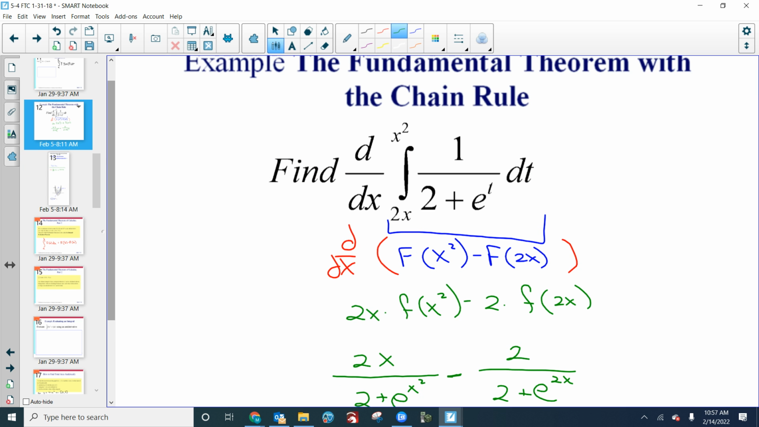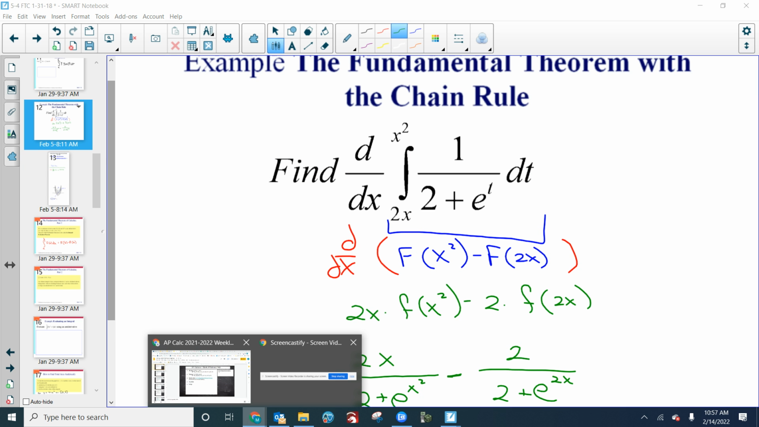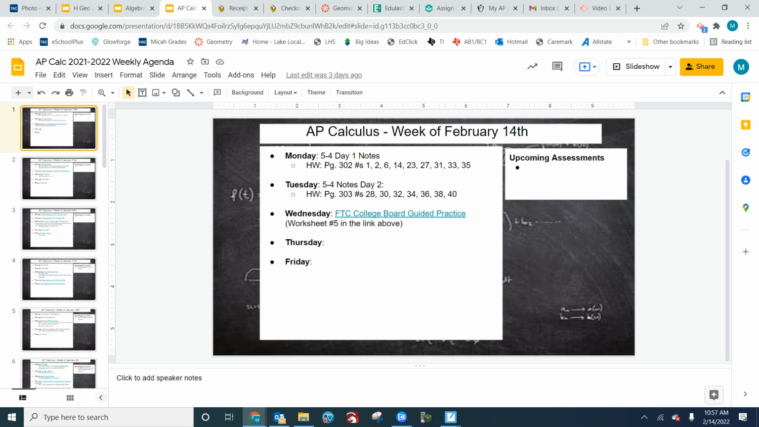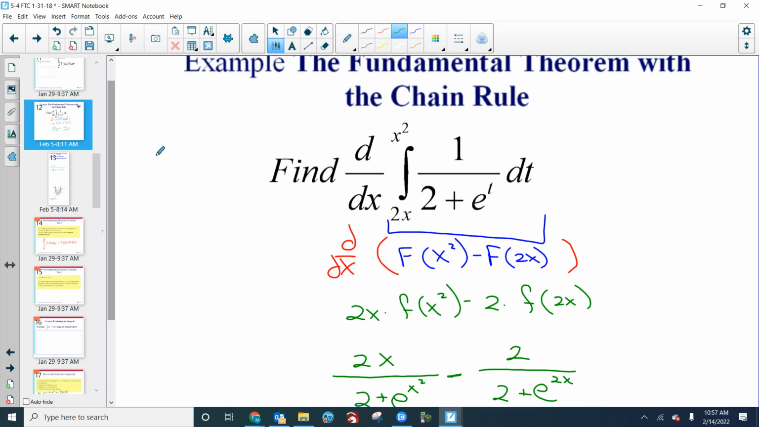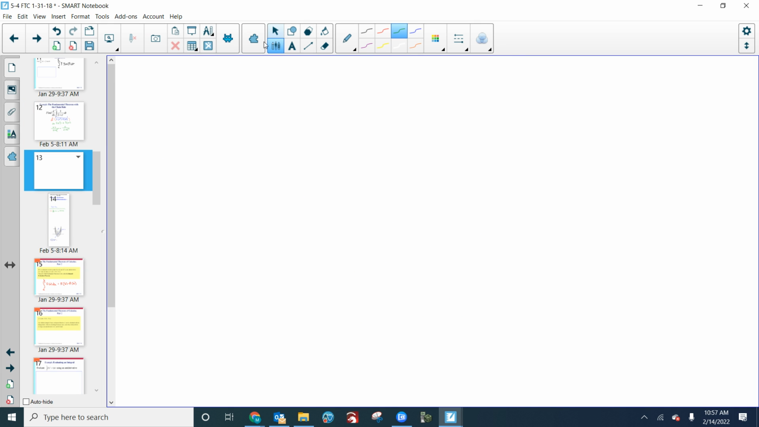I'm going to pass back. I want to make sure everybody's taking the quiz. Our homework for tonight. I can enlarge it for you. Tabs. Come on. There you are.